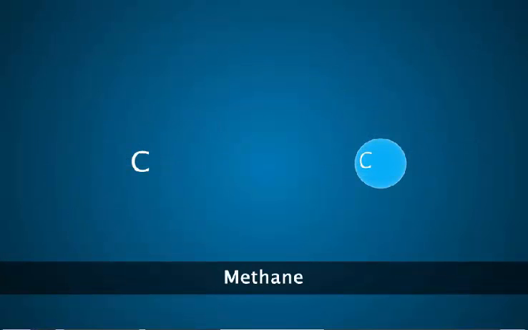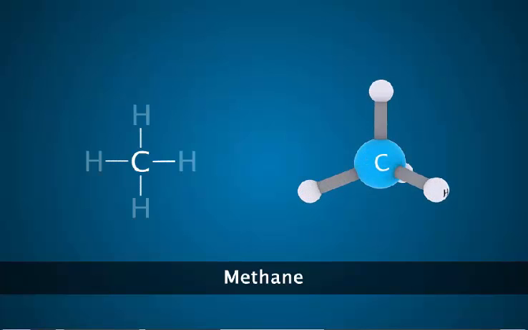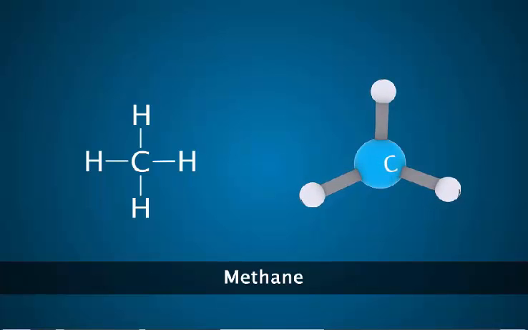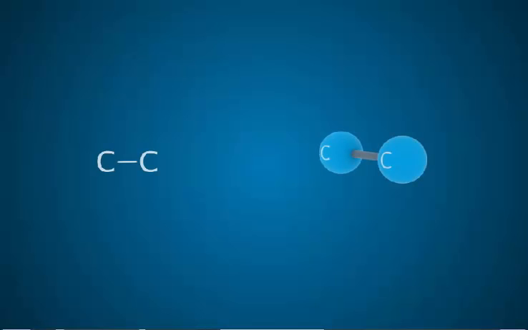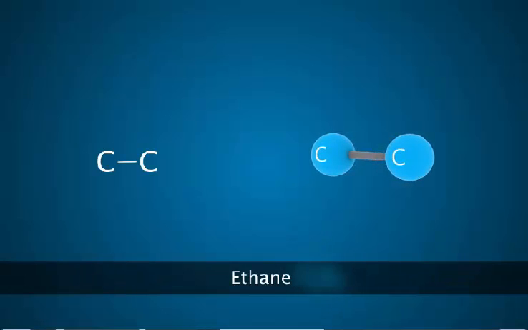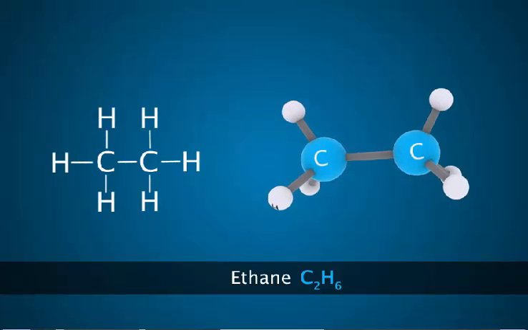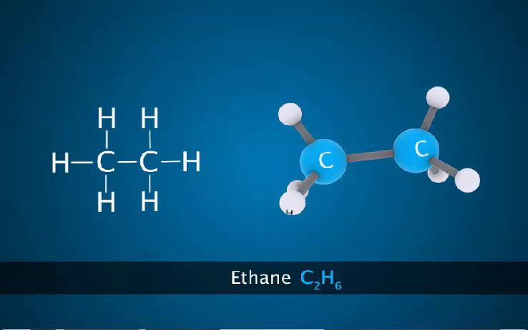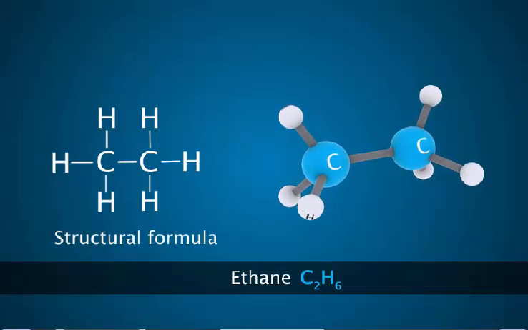The simplest hydrocarbon, methane, has 1 carbon atom and 4 hydrogen atoms. Its chemical formula is CH4. Another hydrocarbon, ethane, has 2 carbon atoms and 6 hydrogen atoms. There is only one way of writing the structural formula of ethane.